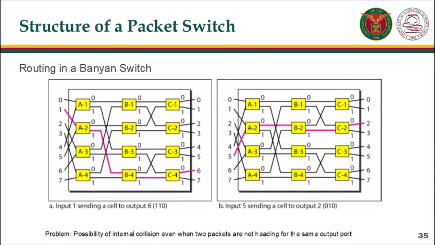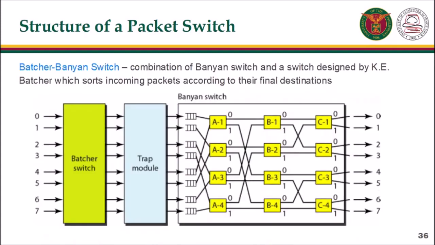However, there is a possibility of internal collision even when two packets are not heading for the same output port. This is solved using a Butcher-Banyan switch, a combination of a Banyan switch and a switch designed by K.E. Butcher, which sorts incoming packets according to their final destinations.